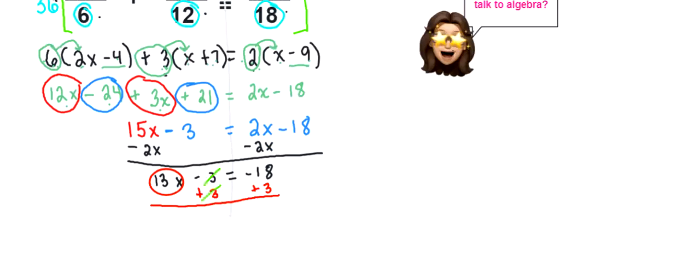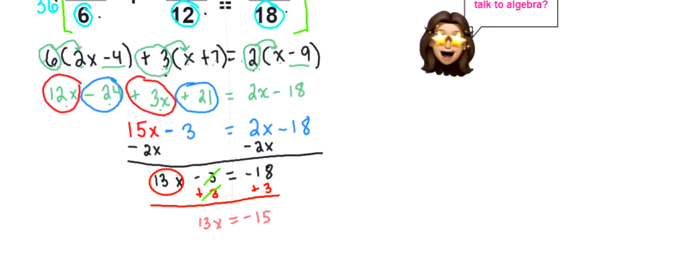So now I can just bring down my 13x equals negative 18 and positive 3. The 18 is bigger, it's negative. Now just subtract your numbers. 18 minus 3 is 15. Am I done with this problem?